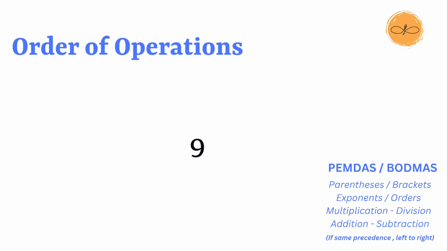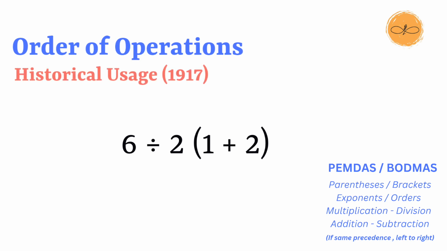So why did this problem cause so much controversy? Well, there is another answer that you could argue from a historical perspective. So I actually found some documentation that the order of operations did have a slightly different understanding in certain texts in the year 1917. So the first part of the equation is the same as before. We have a parenthetical expression and this should be evaluated first. We have 1 plus 2 and that becomes 3.